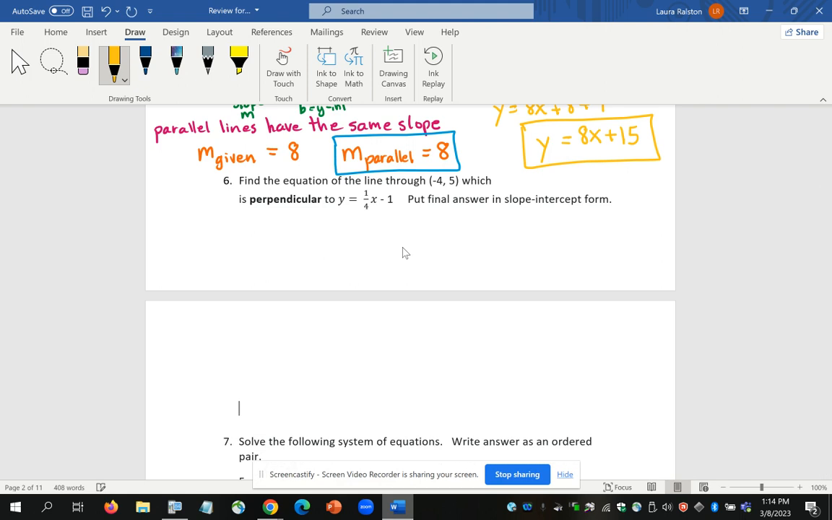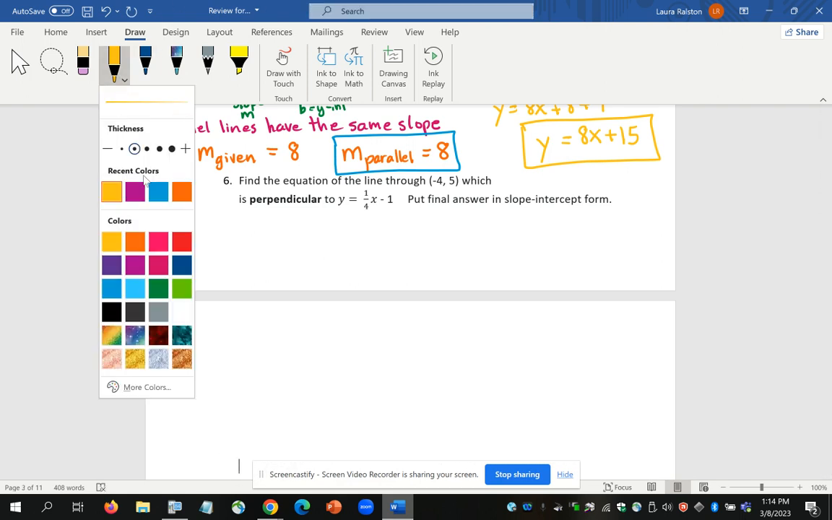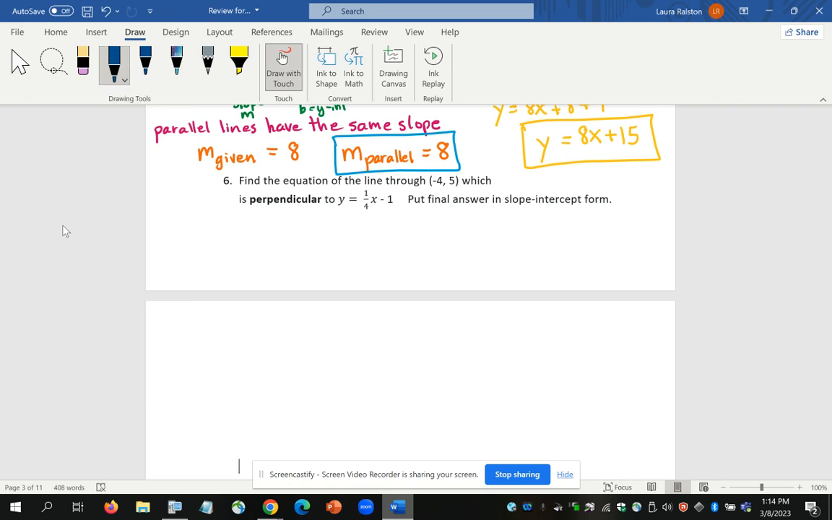Question 6 is a similar question, but question 6 wants us to find the equation of the line that passes through the point -4, 5, which is perpendicular to y equals 1/4 x minus 1. And again, our final answer goes in slope-intercept form.